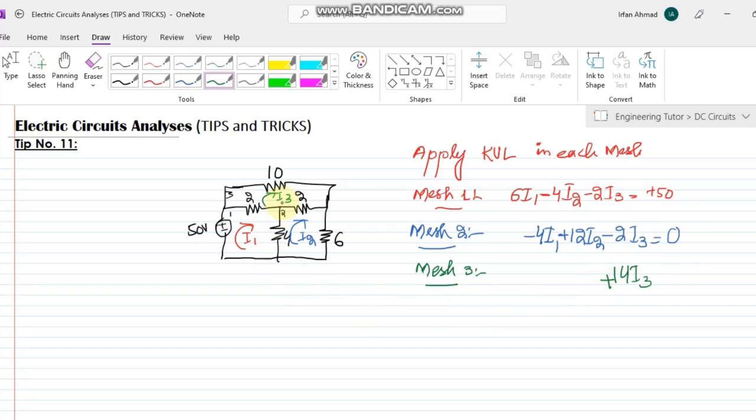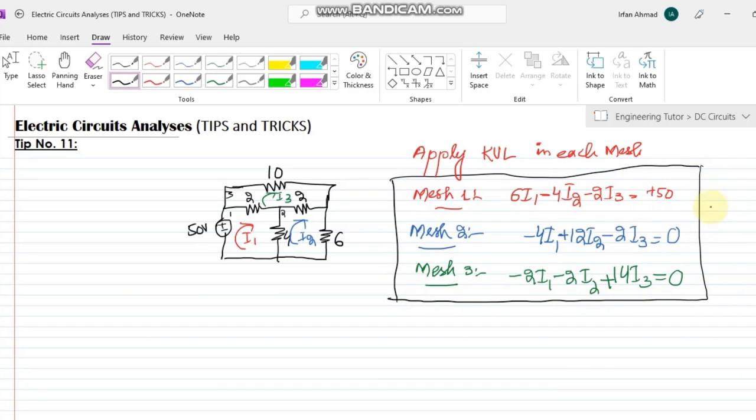Okay, so similarly, this 2 is shared with mesh number 1, so I will write minus 2I1. Similarly, this 2 is shared between mesh number 3 and mesh number 2, so that would be minus 2I2. And as there is no voltage source here, I will write 0. So this is the system of equations.